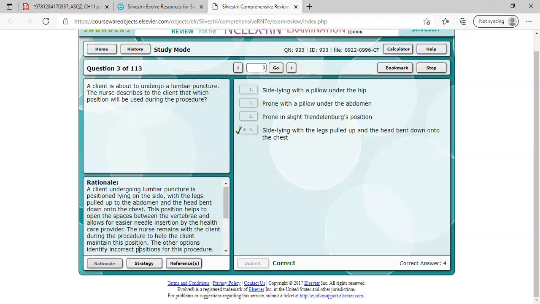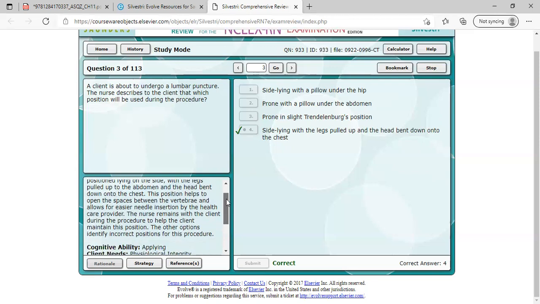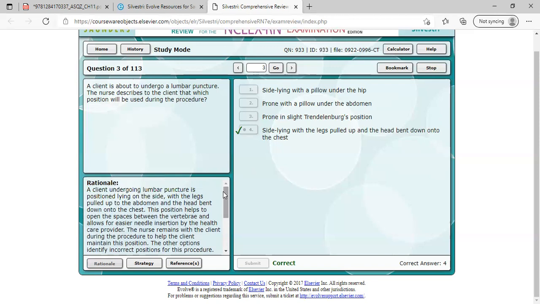And the other options identify incorrect positions for the procedure. So what we learn from here: if any patient needs a lumbar puncture, during the procedure the patient should be side lying with the legs pulled up and head bent down into the chest.